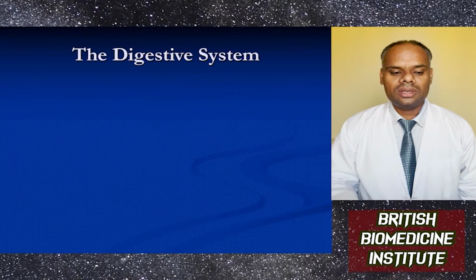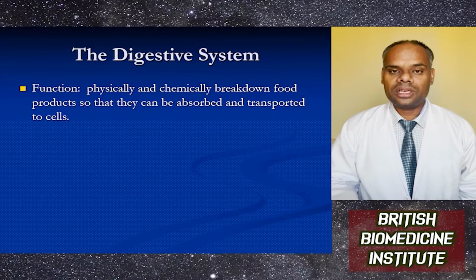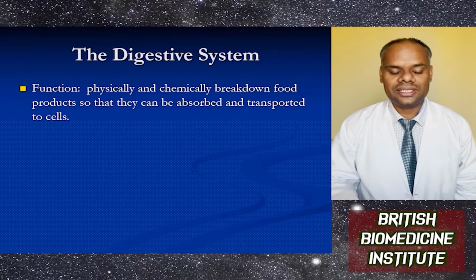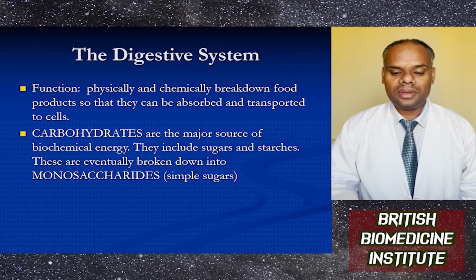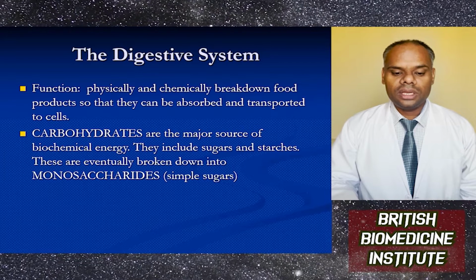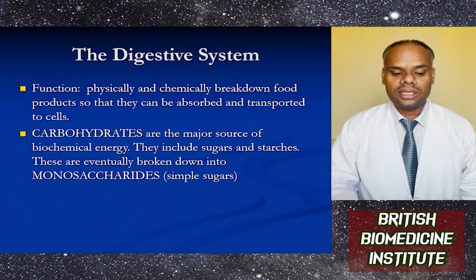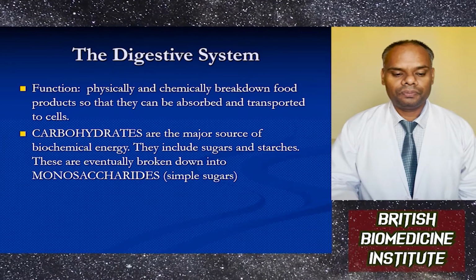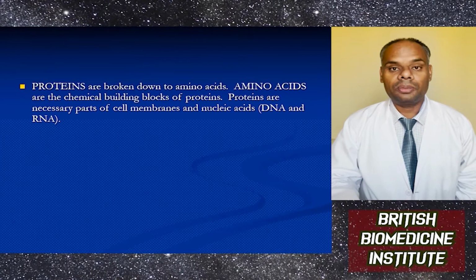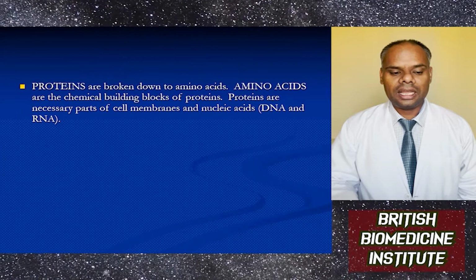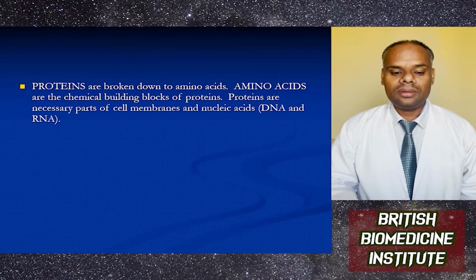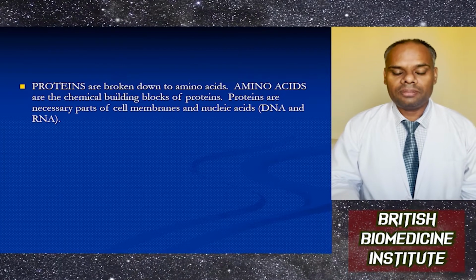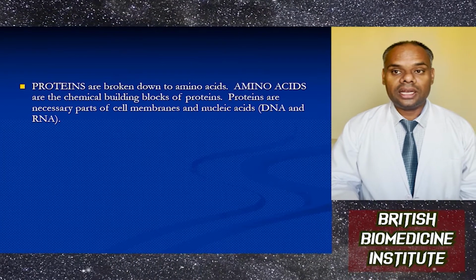The digestive system's function is to physically and chemically break down food products so that they can be absorbed and transported to the cells. Carbohydrates are the major source of biochemical energy. They include sugar and starches. They are eventually broken down into monosaccharides, which are simple sugars. Proteins are broken down into amino acids, and amino acids are the chemical building blocks of protein. The proteins are a necessary part of cell membranes and nucleic acids, which consist of DNA and RNA.